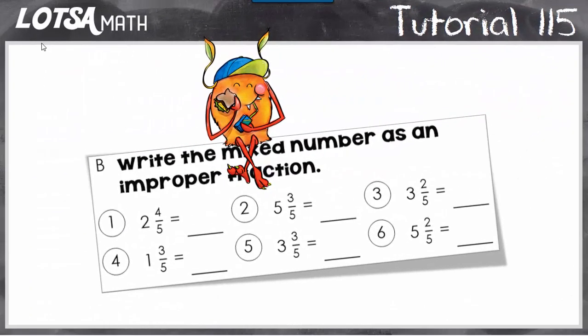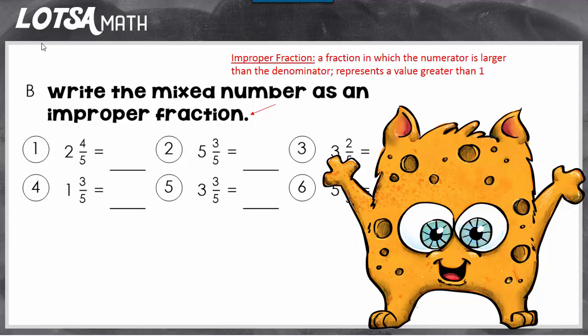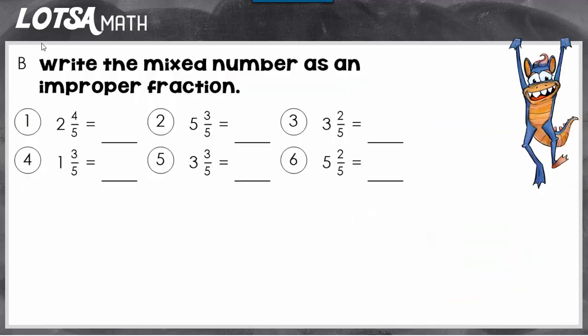For these questions, we're going to write mixed numbers as improper fractions. Remember, a mixed number is just a number that includes a whole number and a fraction. So we're going to write that as an improper fraction. An improper fraction is just a fraction where the numerator is larger than the denominator. And improper fractions always represent a value greater than 1.